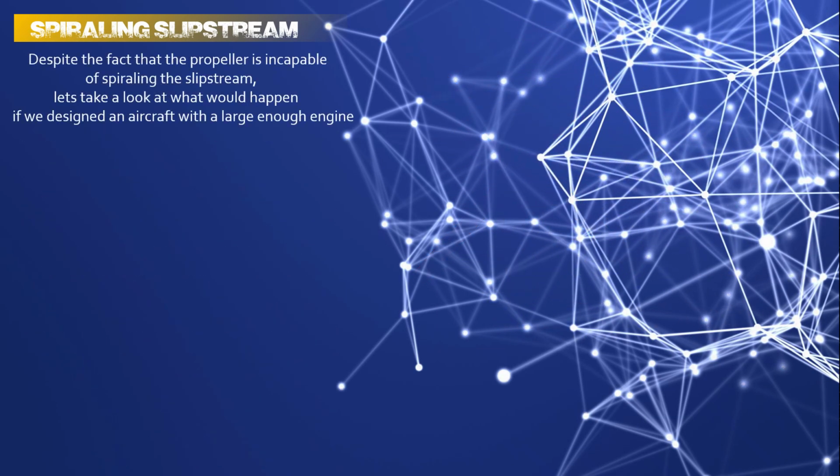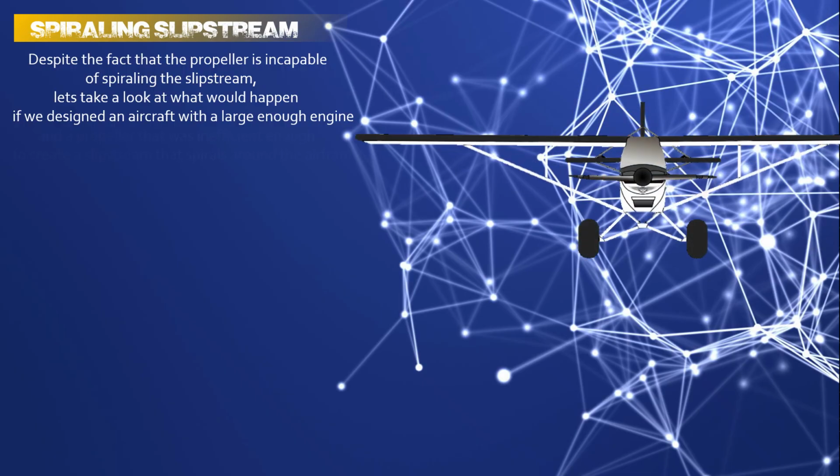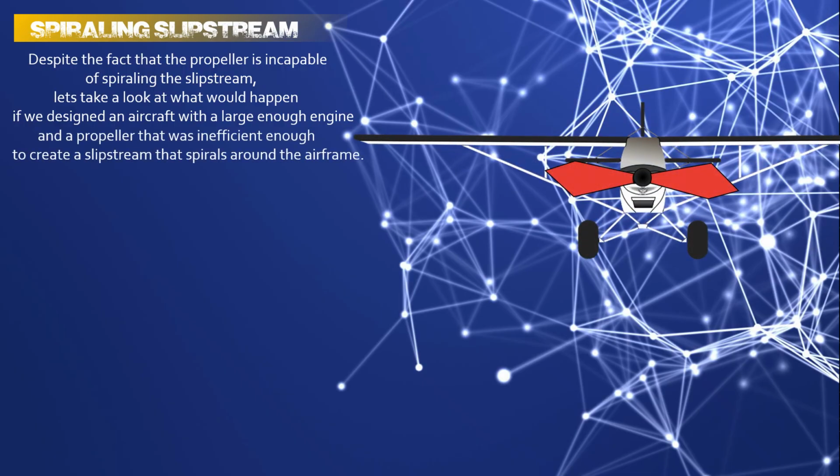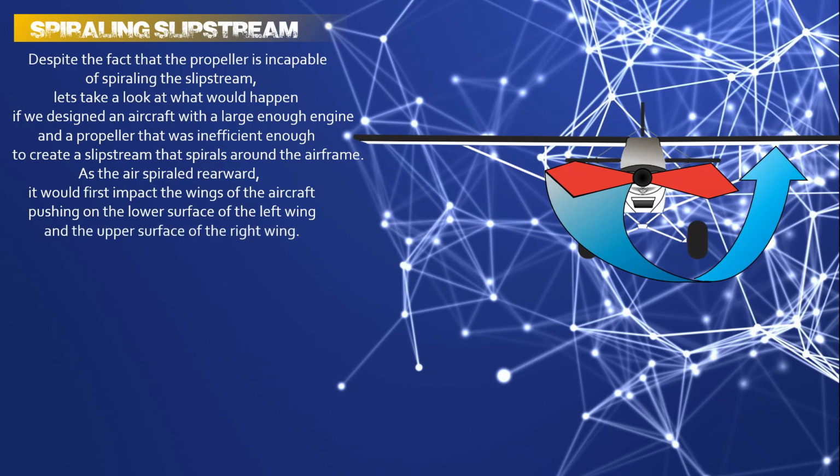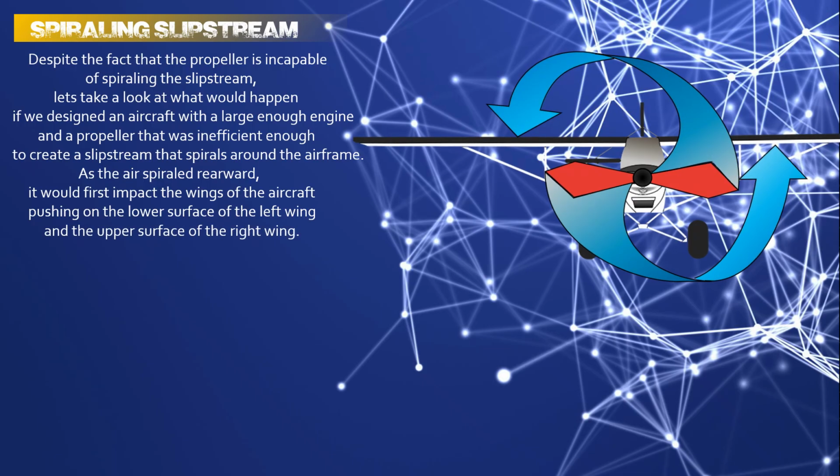Despite the fact that the propeller is incapable of spiraling the slipstream, let's take a look at what would happen if we designed an aircraft with a large enough engine and a propeller that was inefficient enough to create a slipstream that spirals around the airframe. As the air spiraled rearward, it would first impact the wings of the aircraft, pushing on the lower surface of the left wing and the upper surface of the right wing. This would produce a strong right rolling tendency.